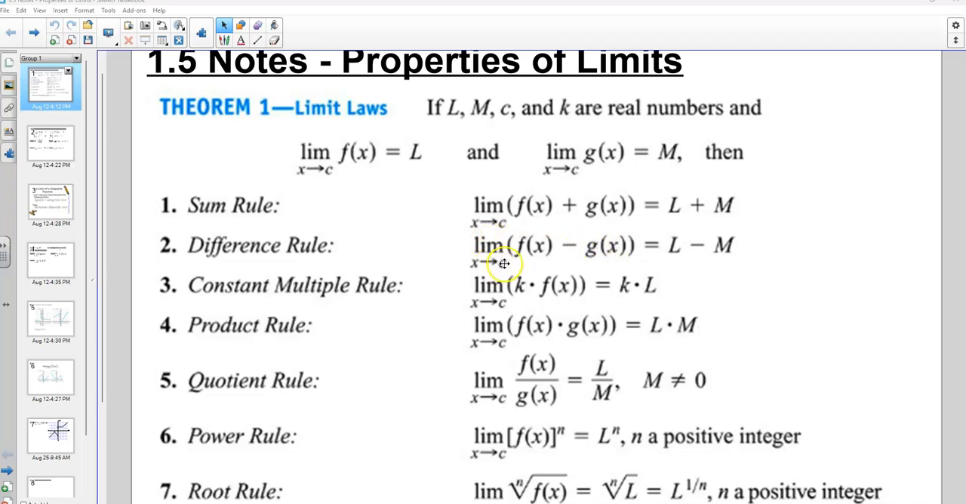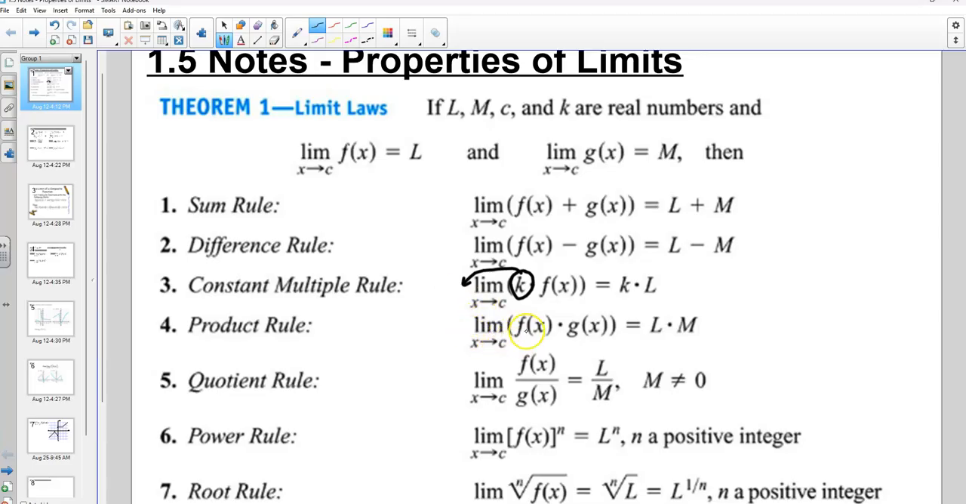The same is true for subtraction. If you have the limit as x approaches c of f of x minus g of x, it's L minus M. A constant multiple rule right here, sometimes that'll be called a scalar multiple. When you have a number right here, so that k might be a 3, it might be a 2, it might be a negative 4, it can be pulled out front like this, where you're just doing k times that limit, which is L. So you can just multiply the answer you would already get by that.